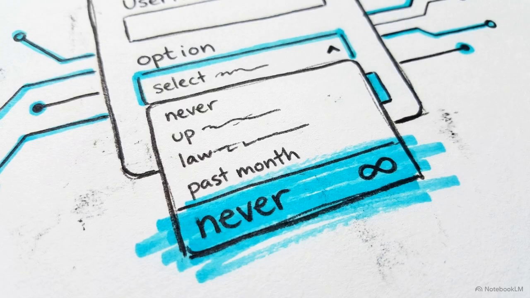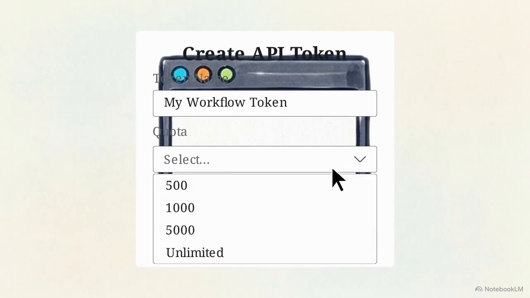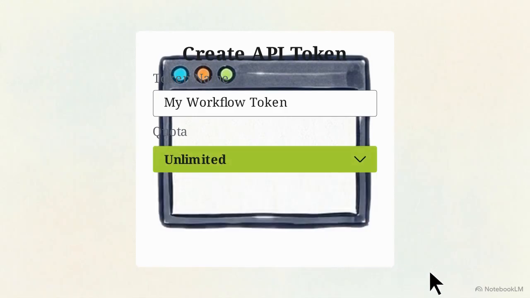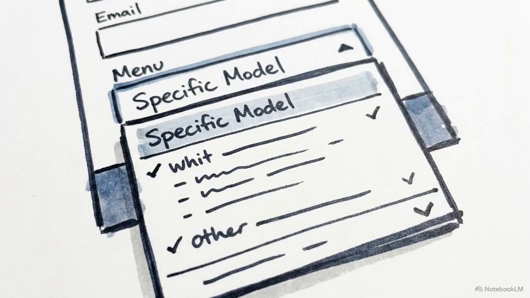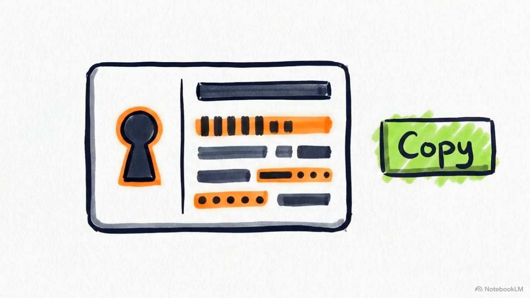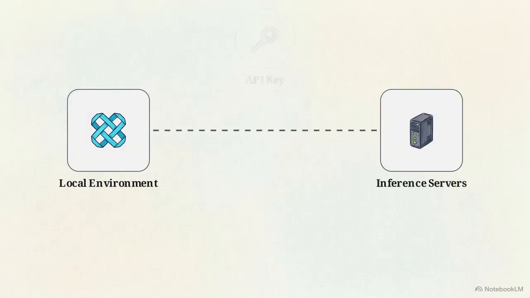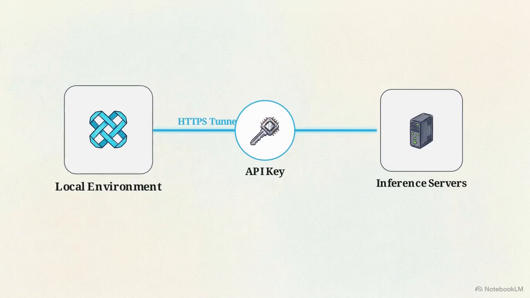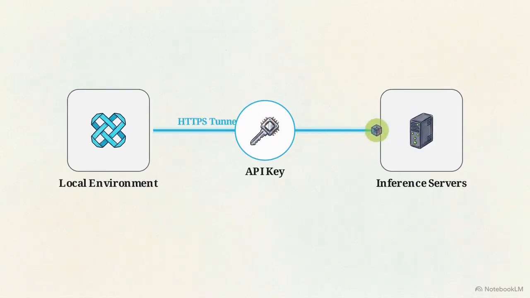Click Create Token. You can keep the default group, but ensure the expiration is set to never, so your access doesn't time out. In the quota field, select Unlimited. This ensures that the system won't cut your connection during a high-volume coding session. If you need to restrict this token for security reasons, you can use these settings to limit its use to a single specific model. Once you hit Submit, your API key will appear. Copy this string and save it in a secure location. This string of characters acts as the authenticated bridge between your local environment and the remote inference servers.